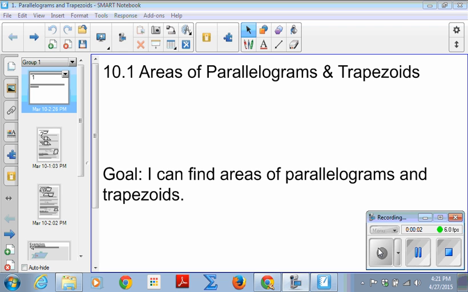Today's lesson deals with the area of parallelograms and trapezoids. So even if your note sheet by accident says triangles on it, this is the correct lesson and notes page, parallelograms and trapezoids. And what we're going to do is build the formulas today to find the area of each.